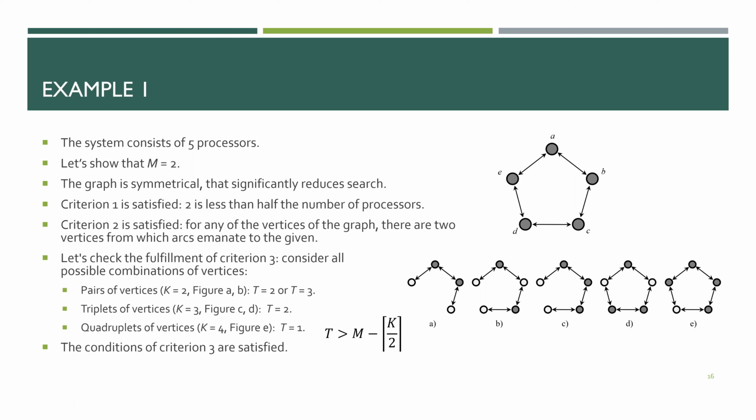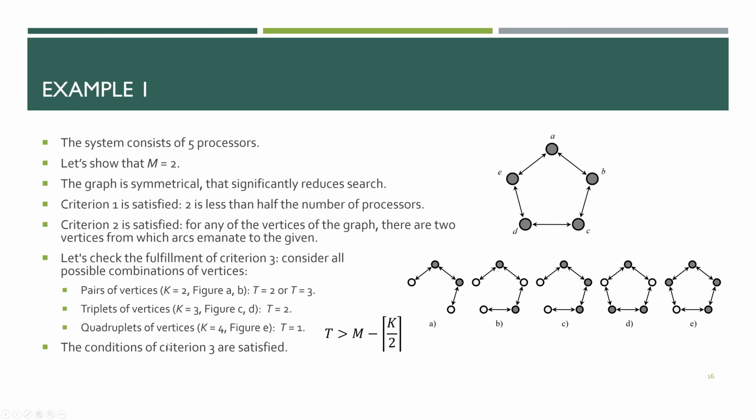Now let's check the fulfillment of criterion 3. Consider all possible combinations of vertices for k lying between 2 and 4. For different pairs of vertices, k is equal to 2. This corresponds to figures A and B. We can see that t is equal to 2 or 3, and it corresponds to criterion 3. For triplets of vertices, k is equal to 3. It's figures C and D. We can see that t is equal to 2, and it also corresponds.